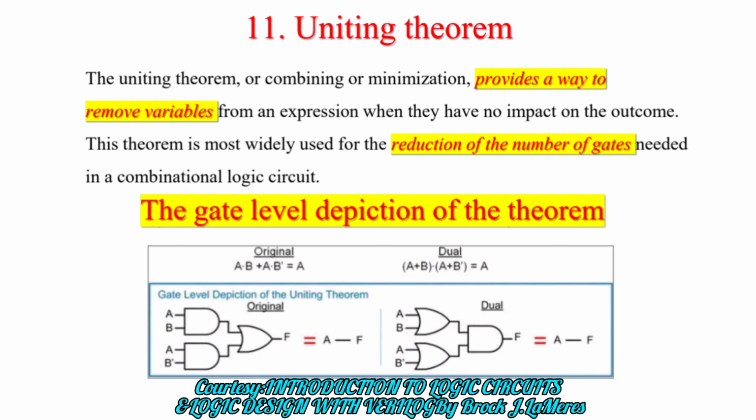Let our original expression be like AB plus AB complement. So that is essentially equal to A. And again its dual is A plus B into A plus B complement. It's again equal to A.